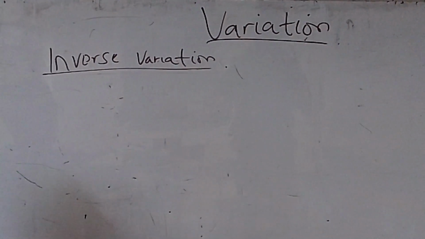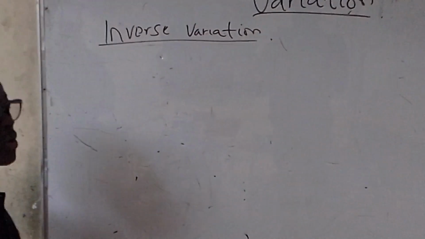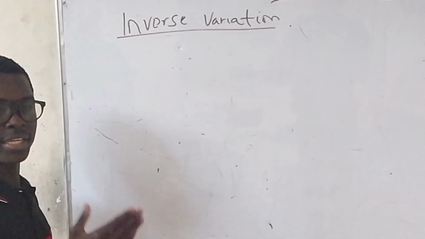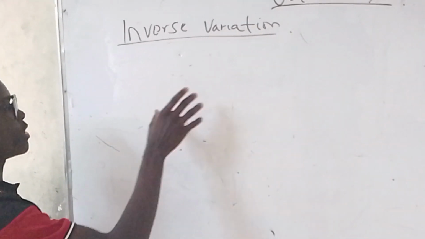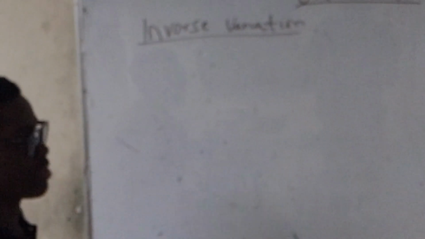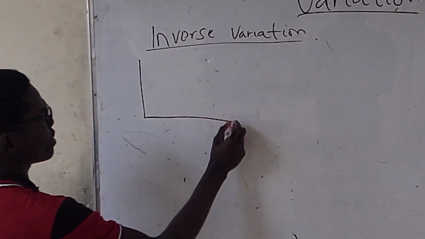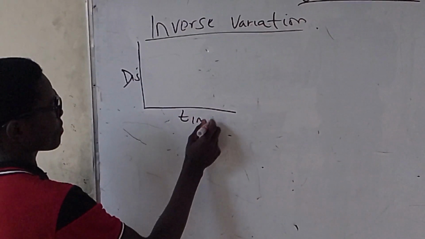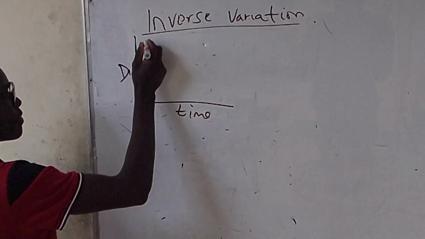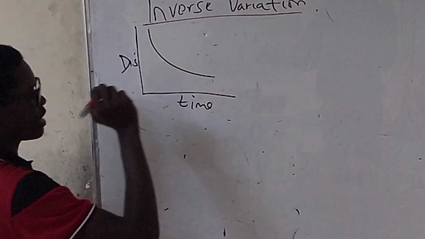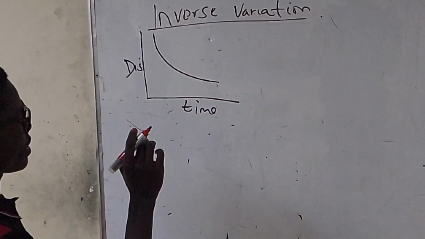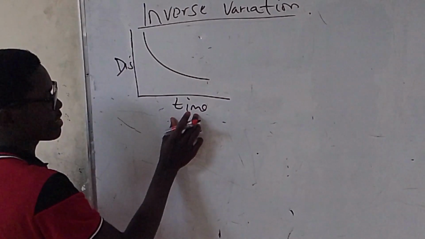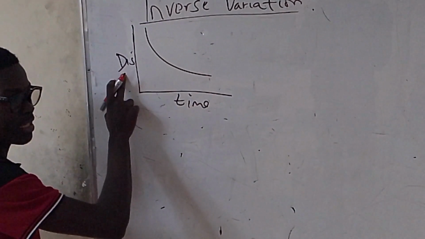So this is inverse variation. In inverse variation, when given two quantities, when one quantity increases, the other one decreases. In inverse variation, we have two types of graphs. The first one, we have distance against time. That is how the graph of inverse variation looks. That is the first graph, because when distance increases, time decreases. When time decreases, distance increases.